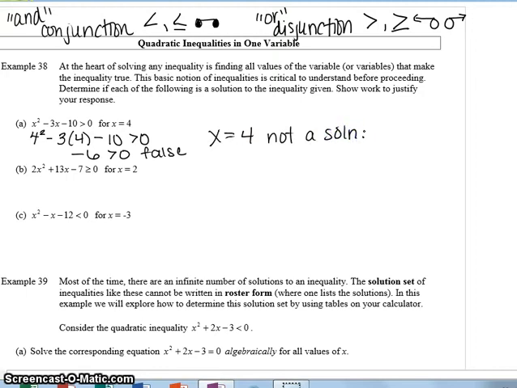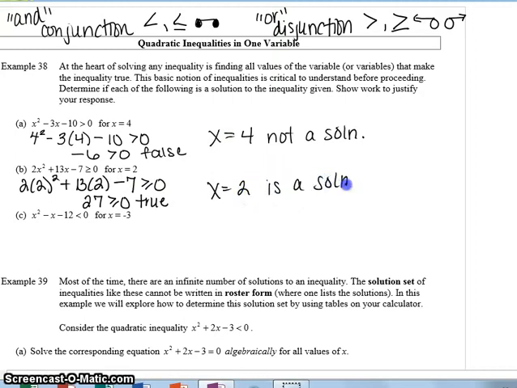Okay, same thing's going to happen here on letter B. So you're going to substitute in a positive 2. So it's 2 times 2 squared plus 13 times 2 minus 7 is greater than or equal to 0. Okay, using order of operations or PEMDAS, you're going to get that 27 is greater than or equal to 0, which is a true statement. Therefore, you know x equals 2 is a solution.